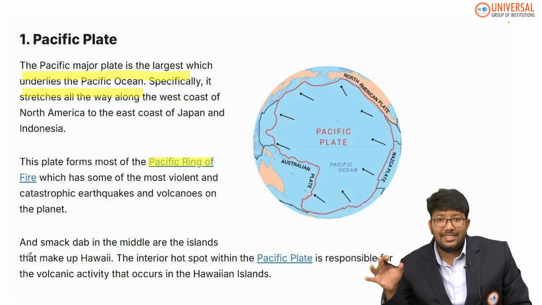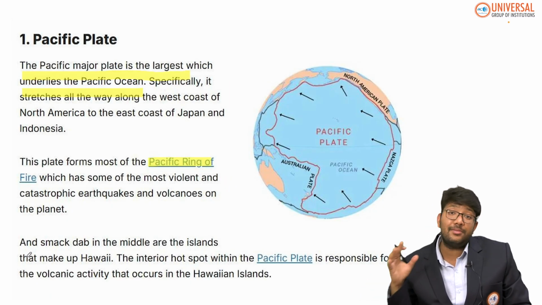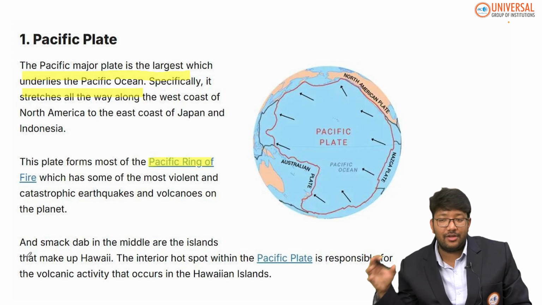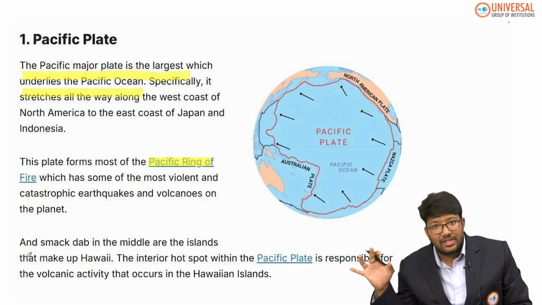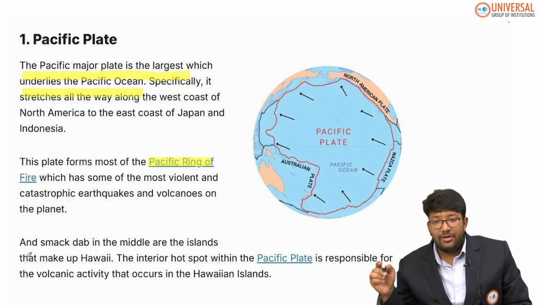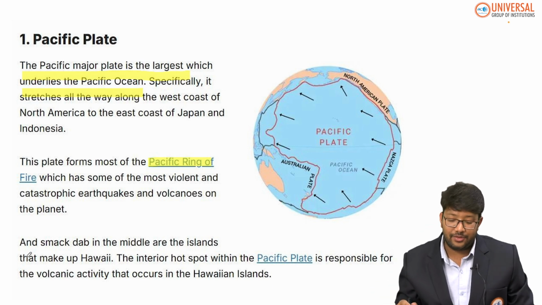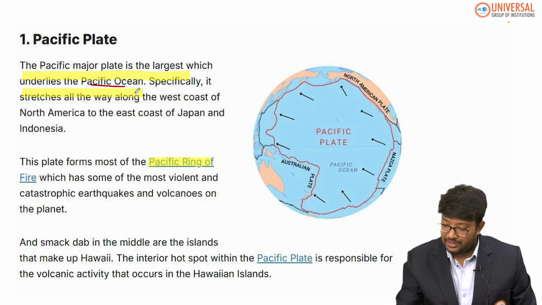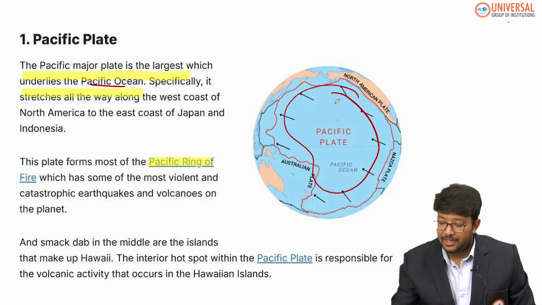But now this is important for mains, because mains is a subjective paper. You have to write something. You need content. So this is the content in front of you. The first plate is the Pacific plate. The Pacific plate is the largest plate. It underlies the Pacific Ocean. This is the Pacific Ocean, and this particular plate is under the Pacific Ocean.